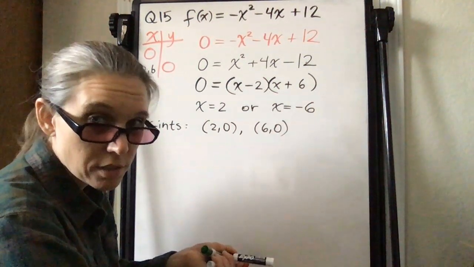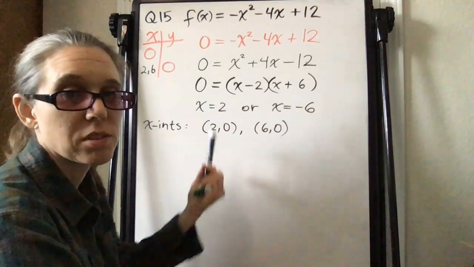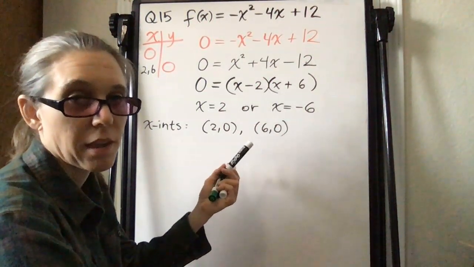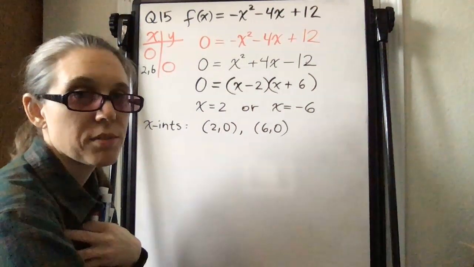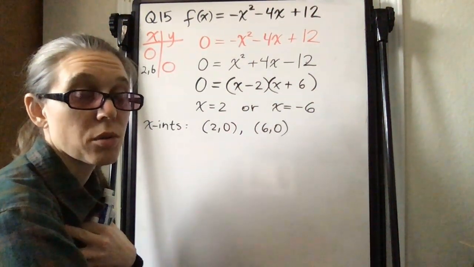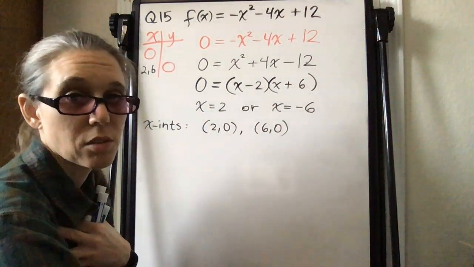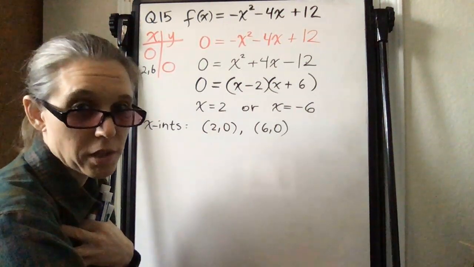If you wanted to, you could have used the quadratic formula, and the quadratic formula would have simplified to the same thing. My preference is to always factor if I can. Factoring, I think, is easier and more efficient than using the quadratic formula, but it's a personal choice, so you can choose whatever method you want.